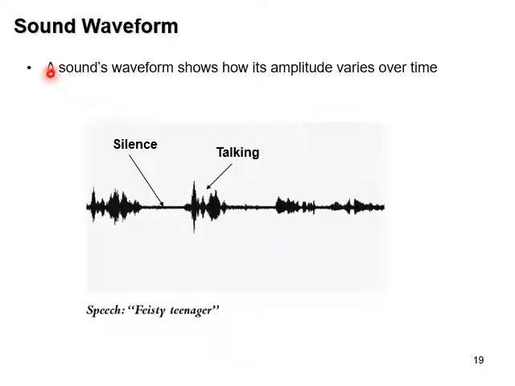Now, what is a sound waveform? A sound waveform shows how its amplitude varies over time. This is, for example, a waveform for sound for someone who's talking. Silence would appear as a very low amplitude signal, while talking you'll have high amplitude. So the high parts here represent when someone is talking.